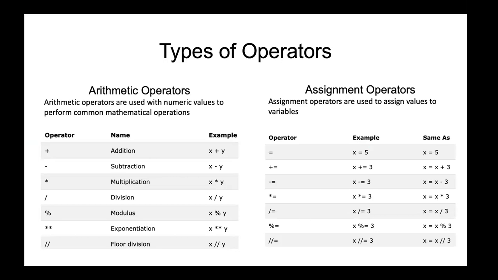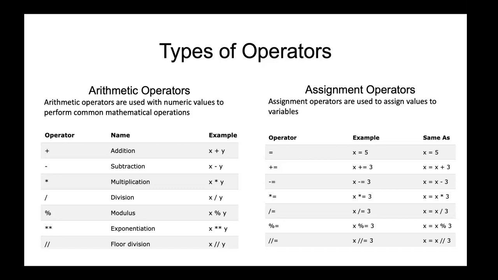So if we look at arithmetic operators, which are the ones that are used with numeric values to perform common math operations, that's the plus, minus, multiplication, division, modulus, and so on. And then we have assignment operators, which are just used to assign values to variables. So if you wanted to initiate an X, but wanted to give it a value, you will say X equals 5.